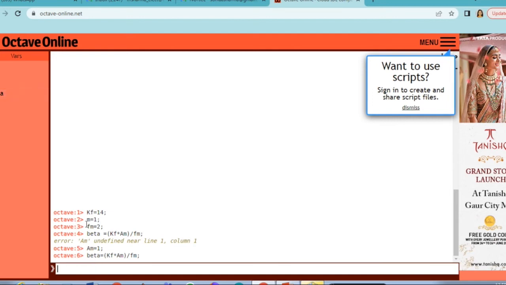In Octave, the variable Am was missed. That's why there was an error showing here. Now the time between which we want to plot the graph is between 0 to 1 second, and the interval that I want to take is 0.002.